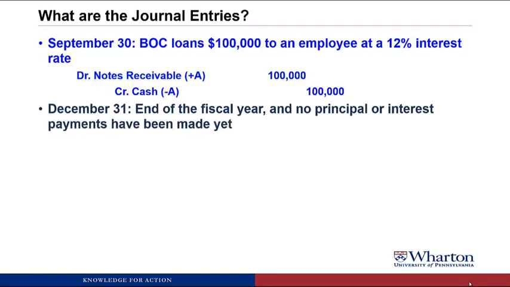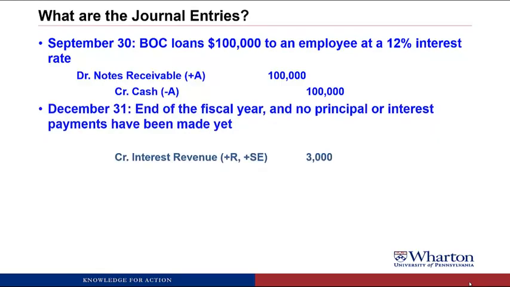December 31. It's the end of the fiscal year and no principal or interest payments have yet been made. Do we need an adjusting entry, and if so, what would it be? We do need an adjusting entry in this case because 3 months has gone by and we haven't gotten paid any interest, but we've earned interest revenue. We've earned interest revenue because we've provided the service of having the money outstanding to the employee over the past 3 months. We have a contract where we're eventually going to get paid, so it meets both the earned and realized criteria. So we're going to recognize interest revenue.